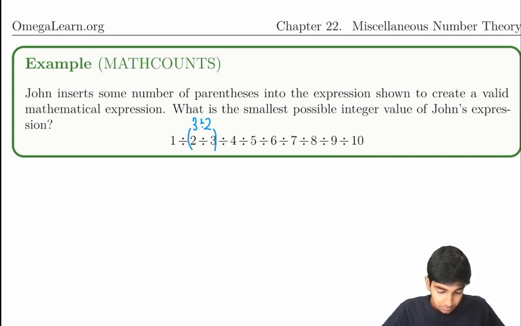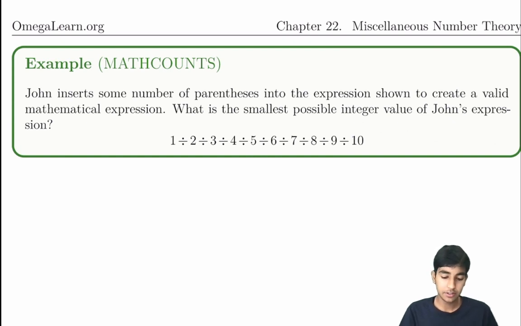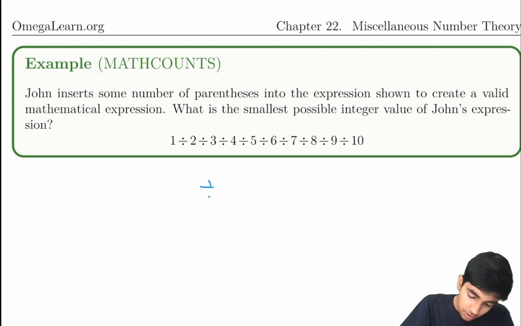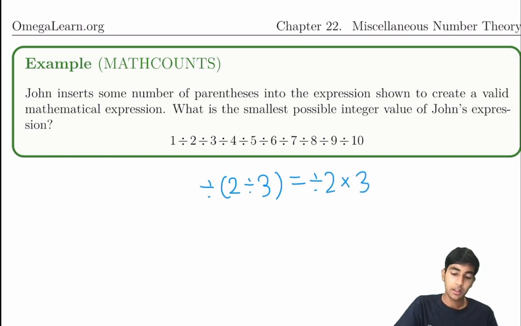So that means that the key idea here is that we want every number from 1 to 10 to be either multiplied by or divided by. The reason this is true is because 2 divide signs, let's say we have divided by 2 and then another divided by 3, make a times sign. So this would essentially be equivalent to divided by 2 times 3.